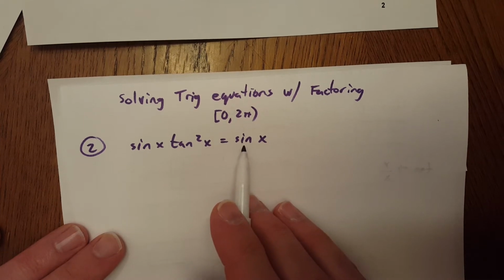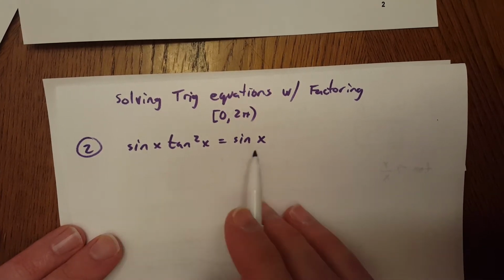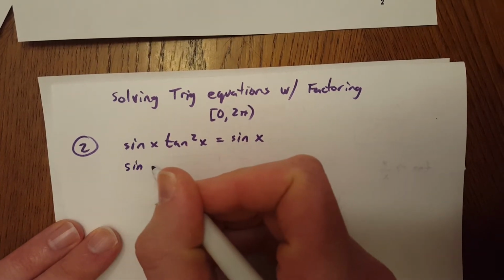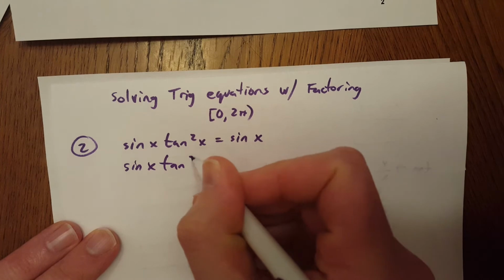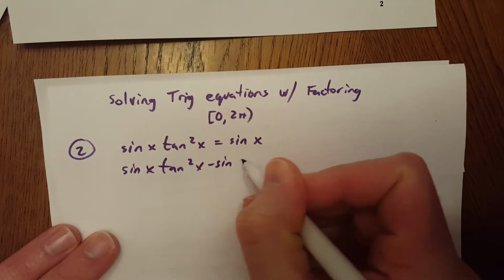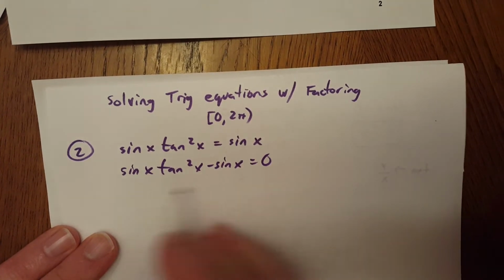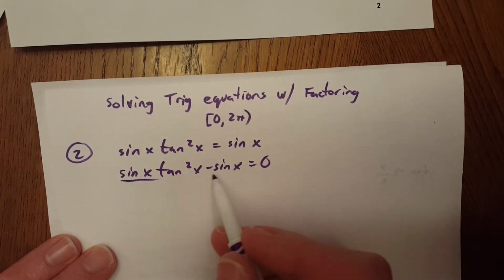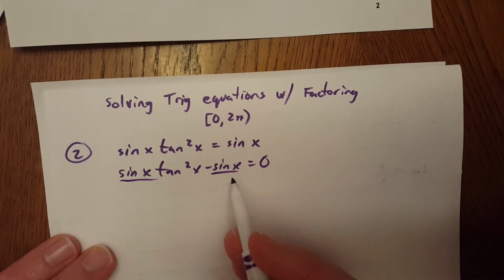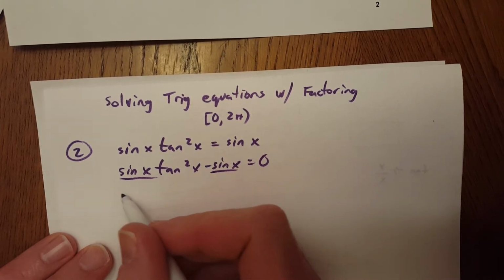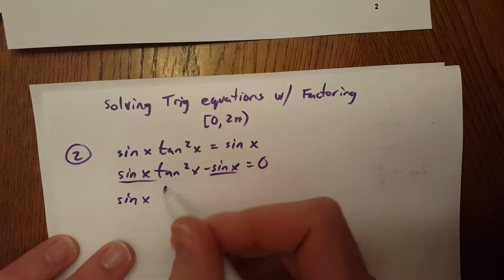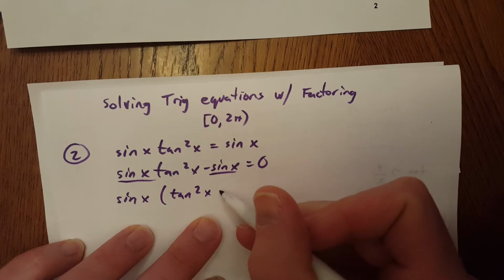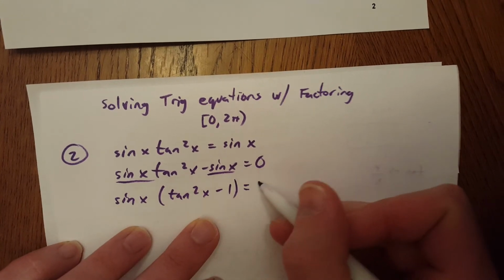What we're going to do, we're going to start just by dumping everything onto one side. We're going to dump sine x on this side by subtracting it. So we'll start like this. Now that we've got everything on one side, now we think about factoring. In this case, there are two terms. They each have sine of x, so we're going to factor that out as the greatest common factor, leaving tangent squared x minus 1 on the inside.